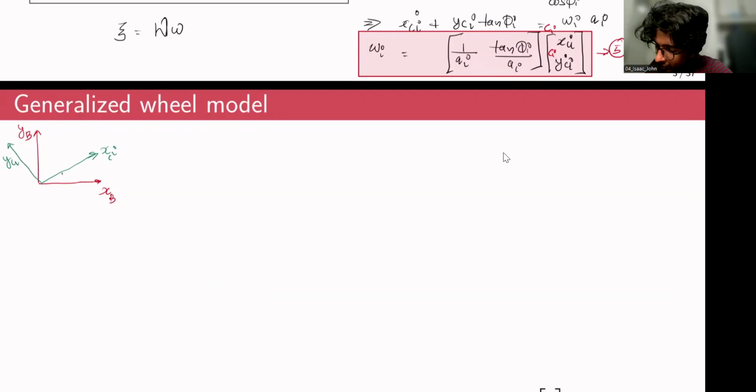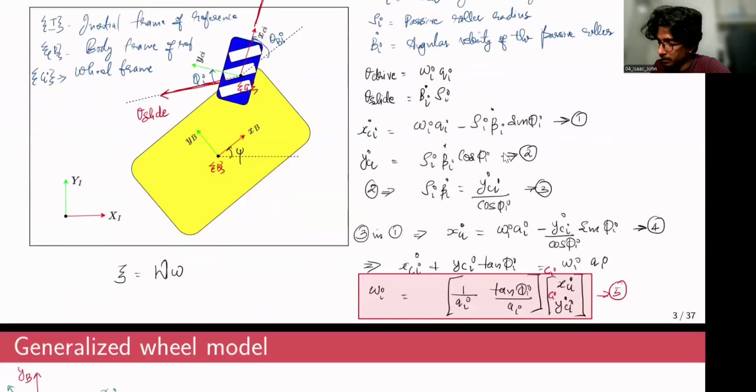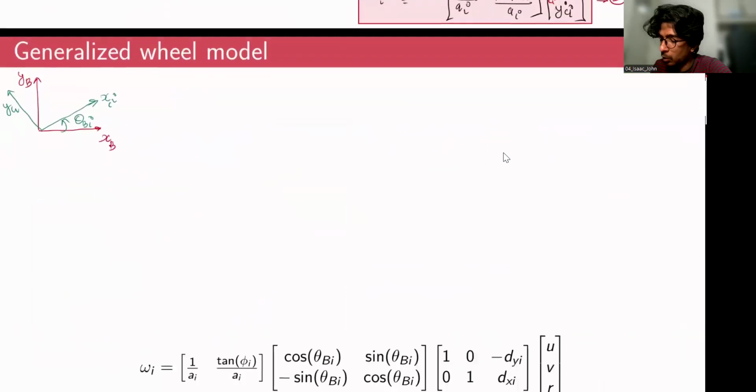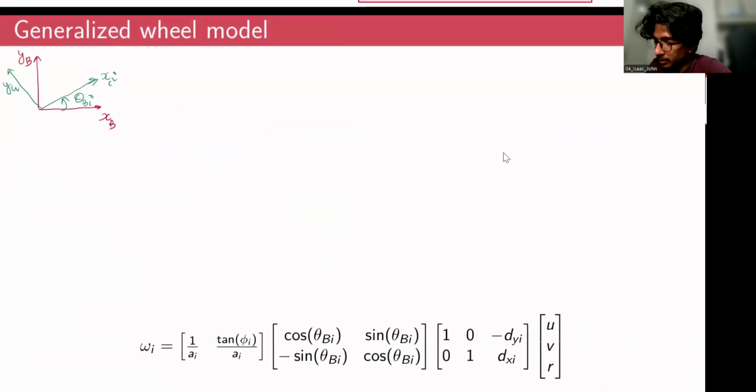And the relative orientation of both of these frames is nothing but theta bi. Just like what we have over here, the relative orientation between this xb and yb and xci and yci is theta bi. So if you have these two frames of reference, and you want to transpose the quantities in this ci frame to the b frame, you have to use this rotation matrix, right?